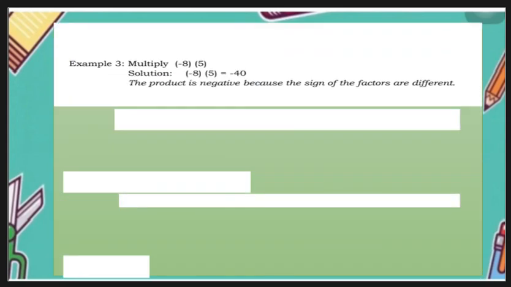Example number 3. Negative 8 multiplied to positive 5. Different sign, negative and positive. Therefore, the result will be negative 40. The product is negative because the sign of the factors are different.